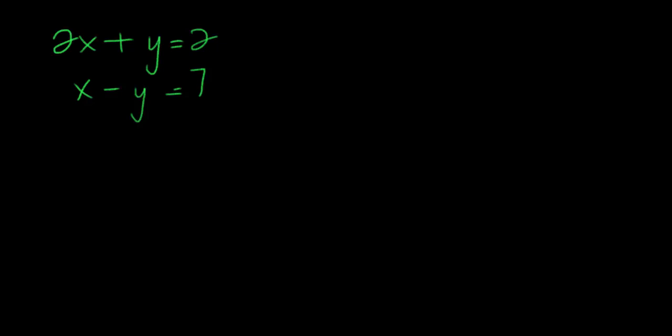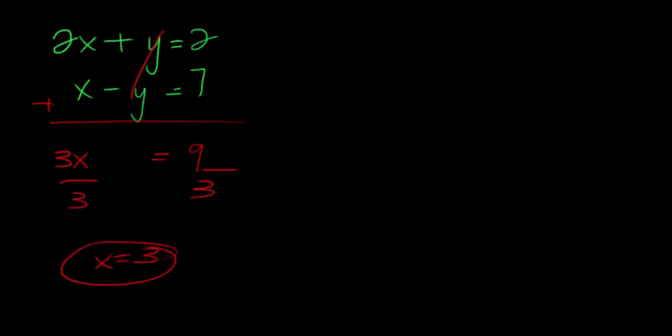And I'm going to start off by adding them together to see if one of the variables eliminates. And so 2x and x is 3x. And then y and negative y go away. And then 2 and 7 give me 9. So these y's canceled out. And so now I can divide by 3 and solve for x. x equals 3.